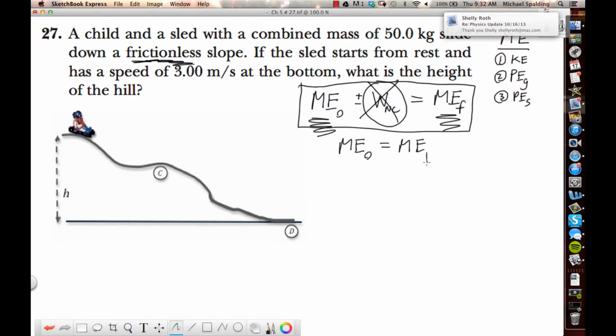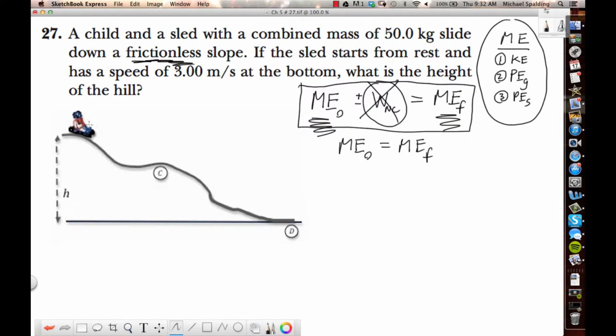All right, so what we have is the mechanical energy initial is going to equal the mechanical energy final. What do I mean by mechanical energy? Mechanical energy is kinetic energy, potential of gravity, and potential of spring. Now, whenever you do potential of gravity, you have to set a 0 point, and the best place to put your 0 point is at the lowest point in the problem.